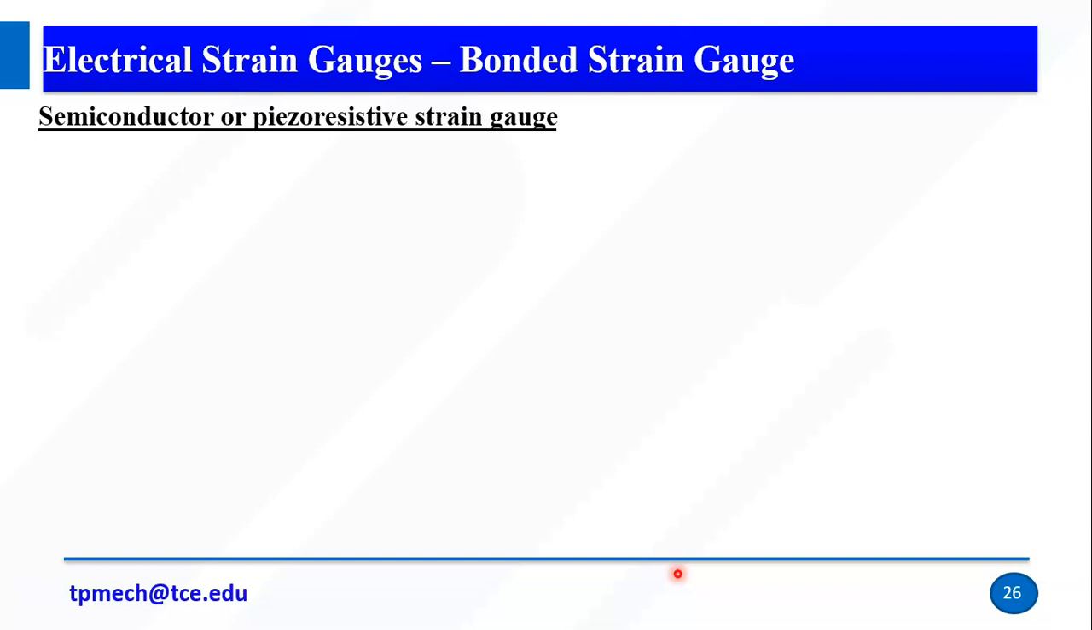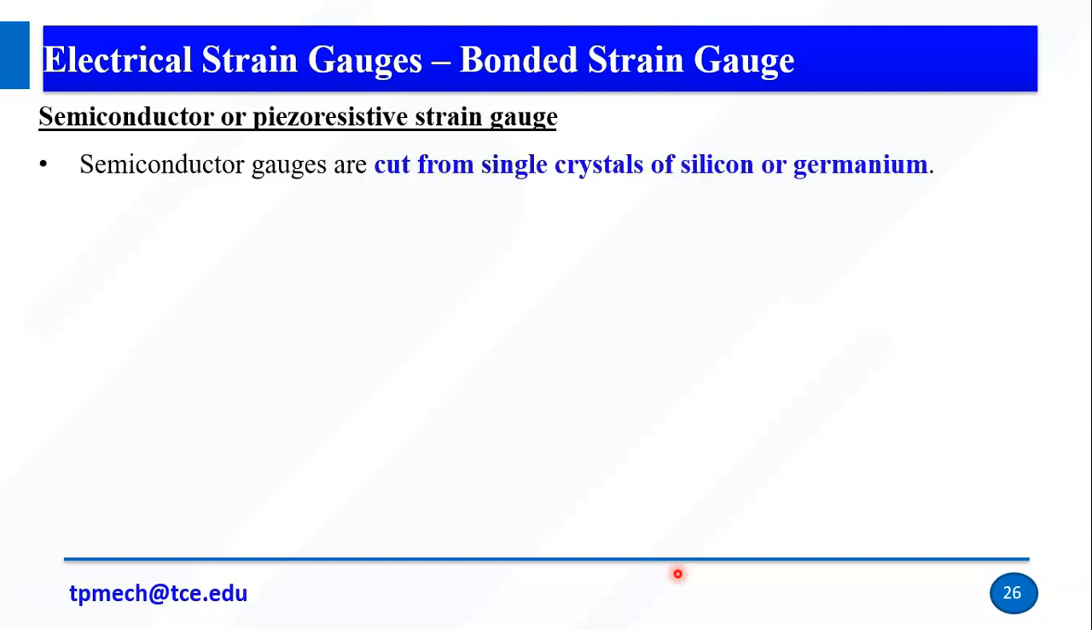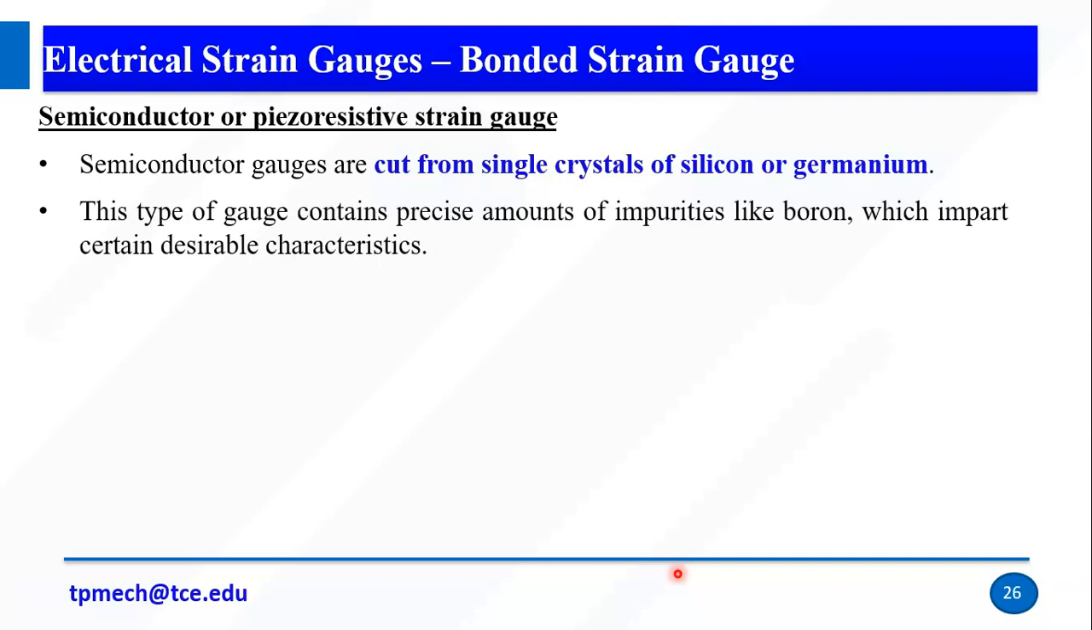Right. The next type is semiconductor type, or piezoelectric strain gauges. It is made from crystals of silicon or germanium. Silicon or germanium is one kind of piezoelectric material. So we cut the material from silicon crystals. This type of gauge contains a precise amount of impurities like boron, which impart certain desirable characteristics.